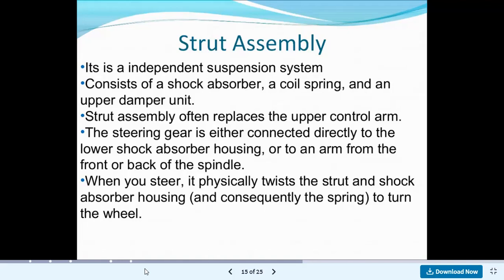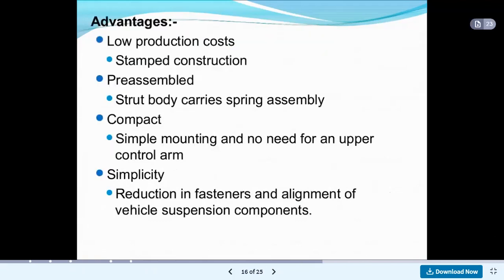The steering gear is either connected directly to the lower shock absorber housing or to an arm from the front or back of the spindle. When you steer, it physically twists the strut and shock absorber housing and consequently the spring to turn the wheel. So this is the strut assembly.